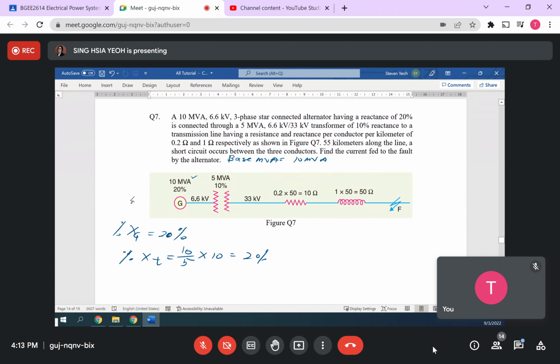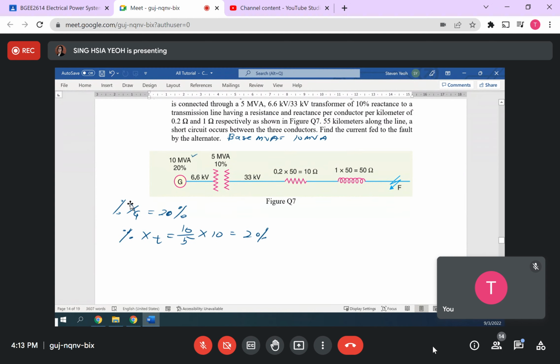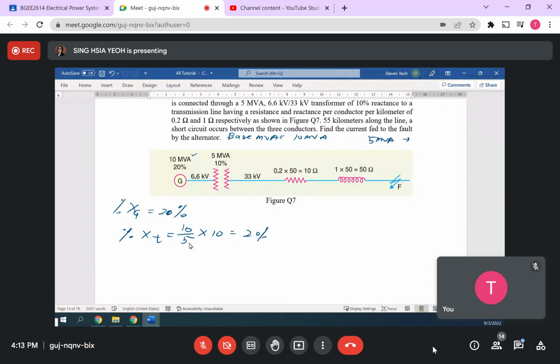Okay, what I mean, right? The ratio method, 5 MVA is equal to 10%. So now 10 MVA is equal to how many percent? So you need to use 10 times 10 divided by 5. So you get 20%. Okay, this one settled.